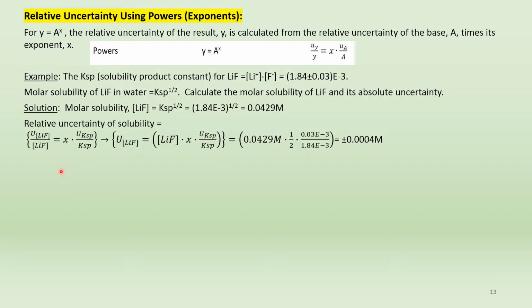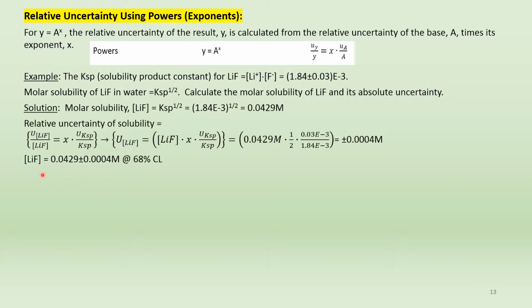So I want to rearrange this formula slightly. Let's bring the concentration of lithium fluoride to the right side, and we'll have the absolute standard uncertainty of the molar concentration of lithium fluoride equal to the concentration of lithium fluoride times the exponent times the relative uncertainty of the Ksp. We'll put some numbers in here. 0.0429 is the molar concentration of lithium fluoride, times the exponent, a square root is an exponent of 1/2, times the relative uncertainty of the Ksp. It was plus or minus 0.03 on 1.84, and that works out to be 0.004 molar, standard uncertainty of the molar solubility of lithium fluoride.